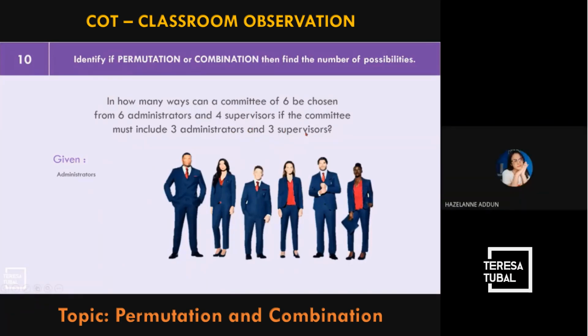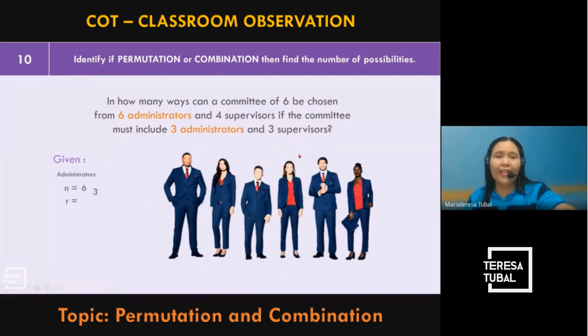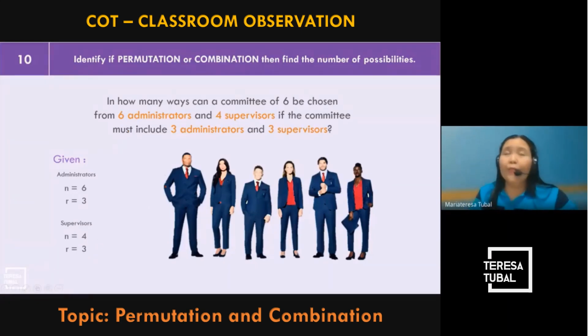3. So, ito yung binanggit lahat ni Hazel. Administrator, the value of N is 6. The value of R, that is equal to 3. While the supervisor, the value of N is 4. And the value of R, that is equal to 3. So, let us try to solve now. So, the formula, yes, Edward?